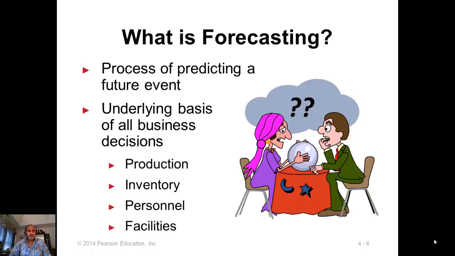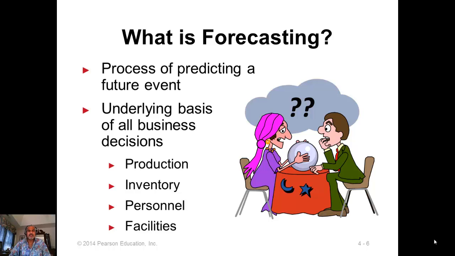Chapter 4, Forecasting. Forecasting is a process of predicting a future event. So in our case, we are trying to predict what demand we will have for the products that we make. So this chapter is about demand forecasting.